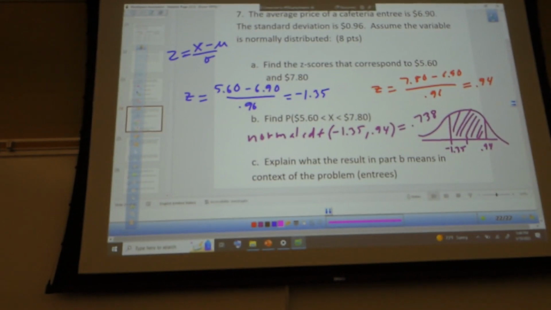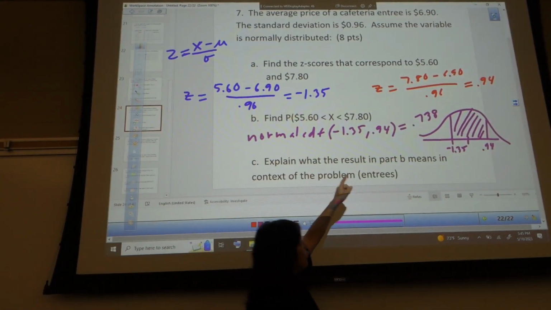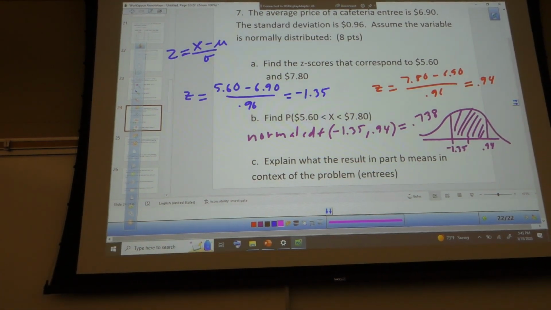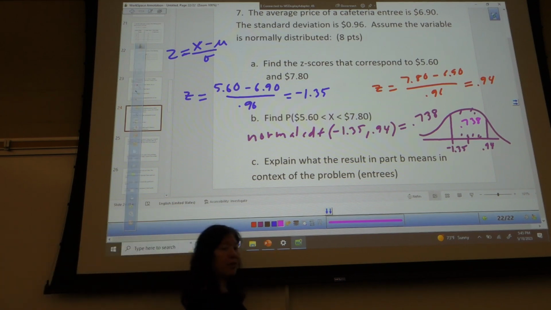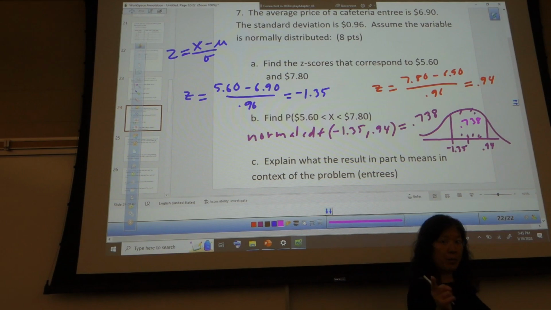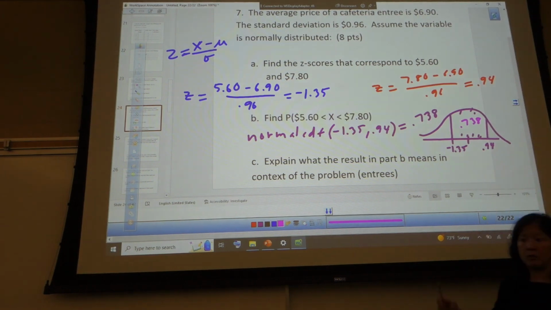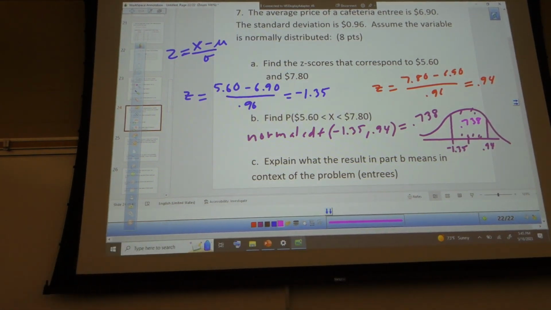Okay, so remember, this area under the curve, that's my 0.738. It represents the area under the curve, which is the same thing as probability, and the same thing as percent of population. That means all three of those things. So someone give me one possible interpretation. There's really two main ones.